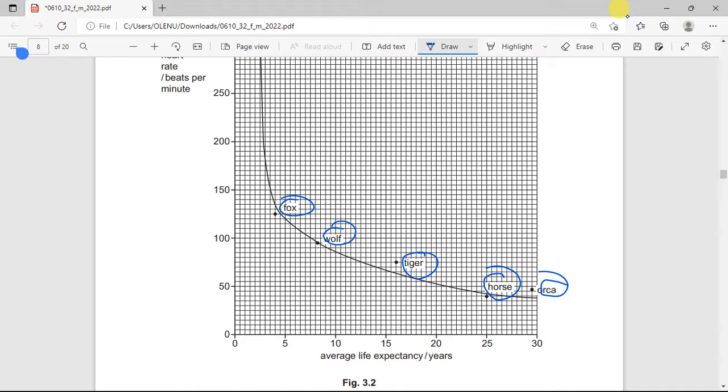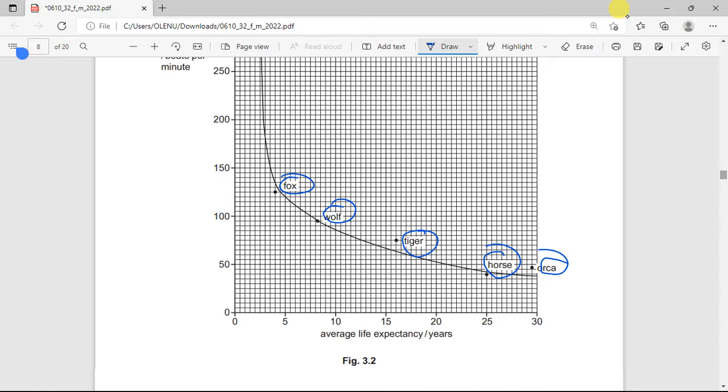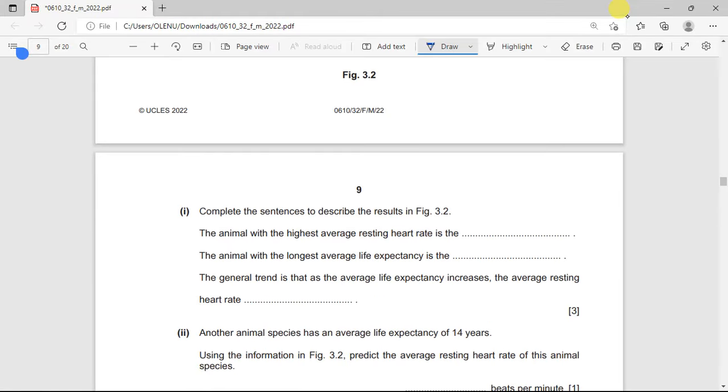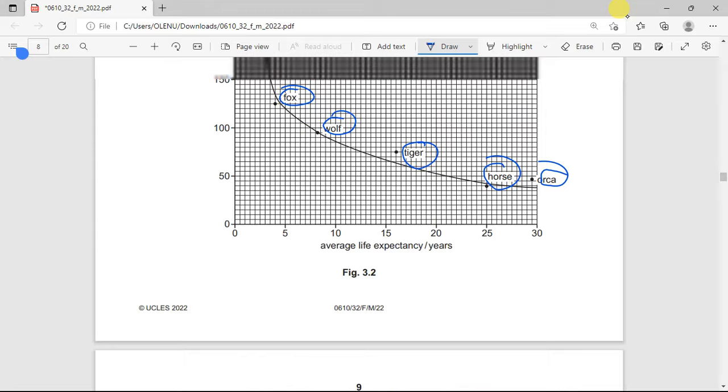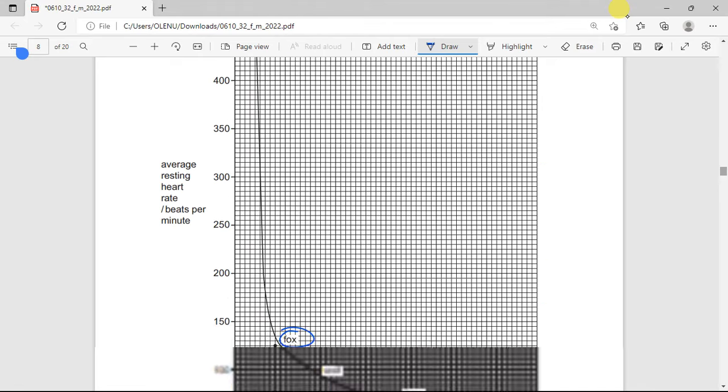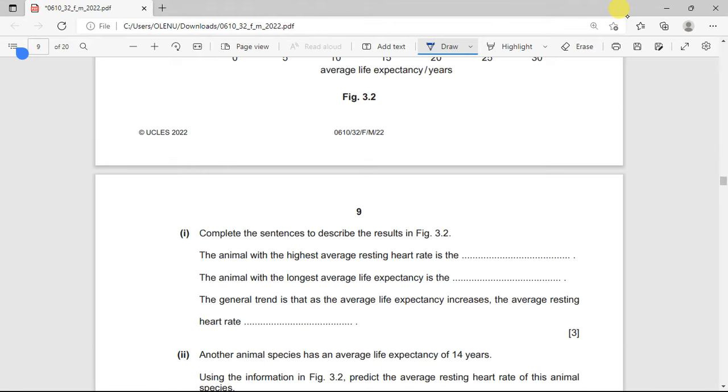So let's see what question is coming out from this. So we have average life expectancy. Complete the sentence to describe the result in figure 3.2. The animal with the highest average resting heart rate is, so you look at the highest average resting heart rate. The one with the highest is the mouse. So all you need to do is write mouse. This is simple interpretation of your graph.